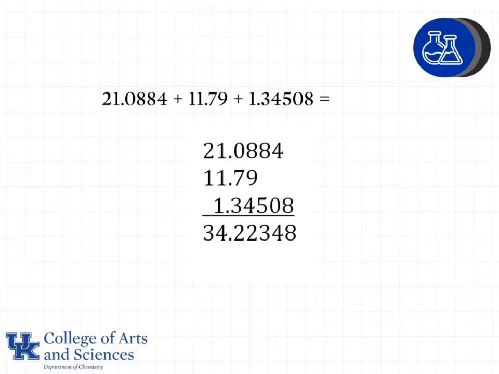Let's look at another example of an addition problem. When we look at this problem, when we add up our numbers, what we're looking for is the number that has the least number of decimal places. Not the least number of sig figs, not the least number of numbers before the decimal place, but the least number of decimal places. And in this problem, it's 11.79. It has two decimal places, therefore our answer must also have two decimal places.